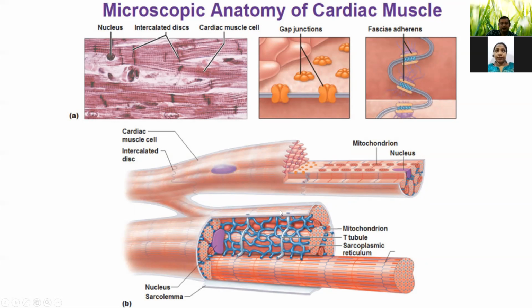This is the cross-sectional part of the cardiac muscle. You can have a very clear vision of the intercalated disc, the nucleus, and mitochondria. Another view reveals the T-tubules or sarcoplasmic reticulum, mitochondria, and sarcolemma.